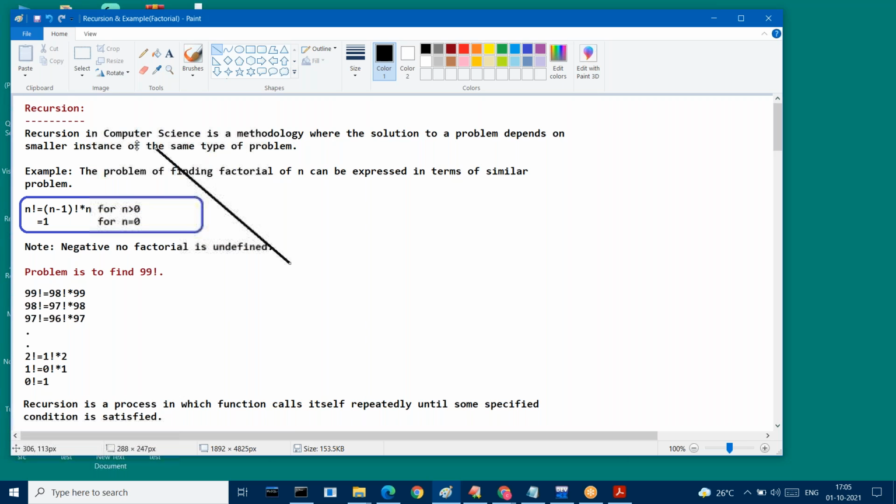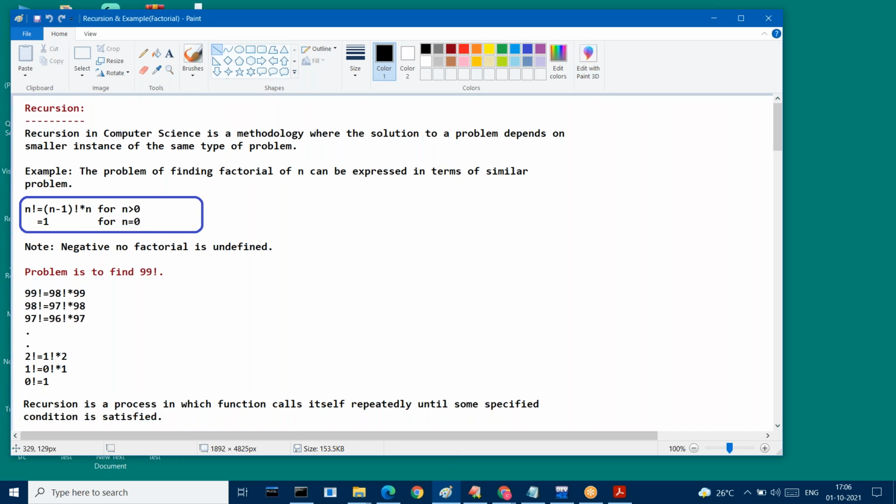I repeat, recursion in computer science is a methodology where the solution to a problem depends on smaller instance of the same type of problem. What is the meaning of this word smaller instance? Because in the entire definition, that is where if you have any issue, this is the place. What is this smaller instance?